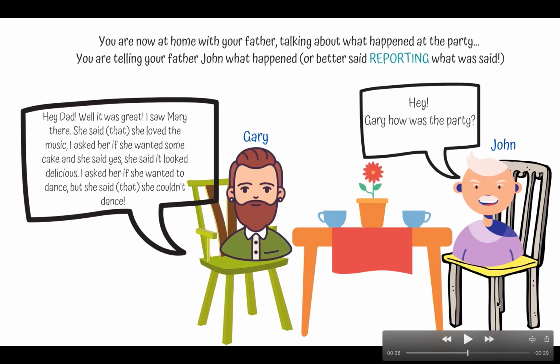Okay, so you are now at home with your father, talking about what happened at the party. So you are telling your father John what had happened, or better said, you are reporting what was said at the party. So John says to Gary, "Hey, Gary, how was the party?" And Gary is going to report everything back to John.